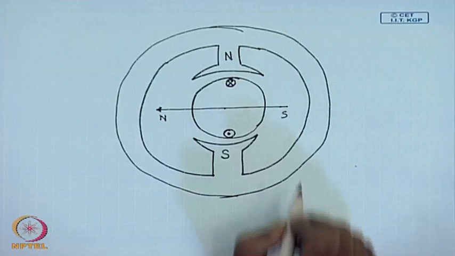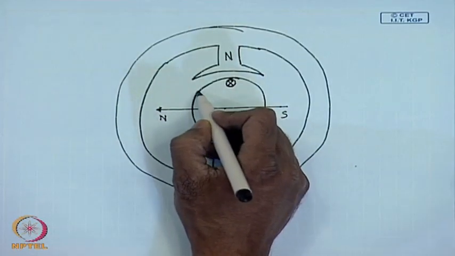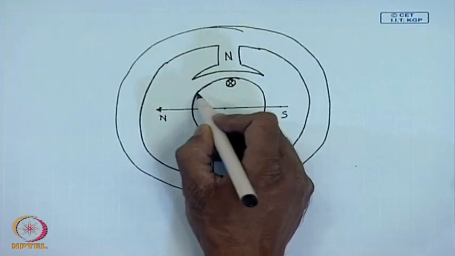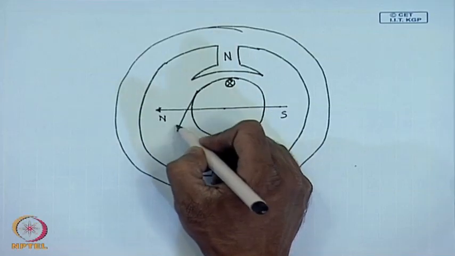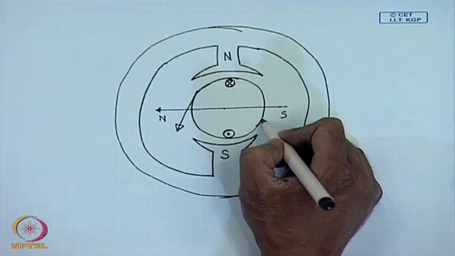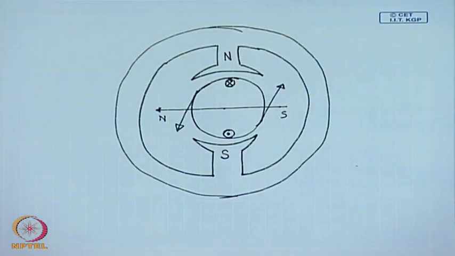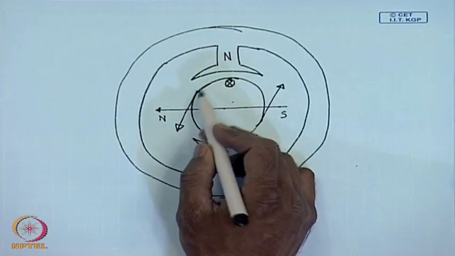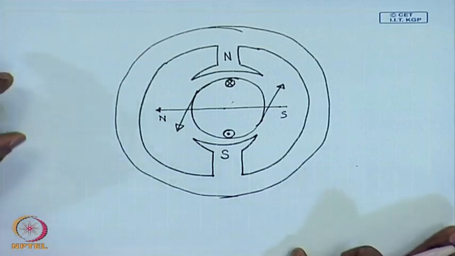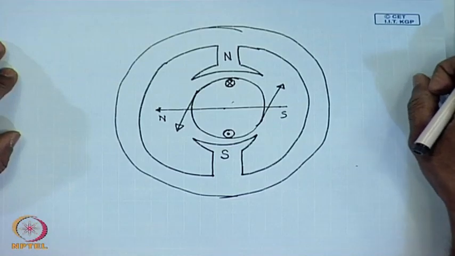So, when this happens, then there will be a repulsive force acting on this rotor body in this direction, and there will be a repulsive force in this direction, due to which this rotor will try to rotate, and at one position it will come to the aligned position.